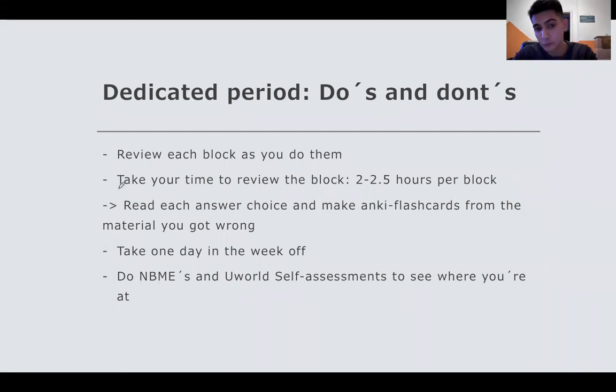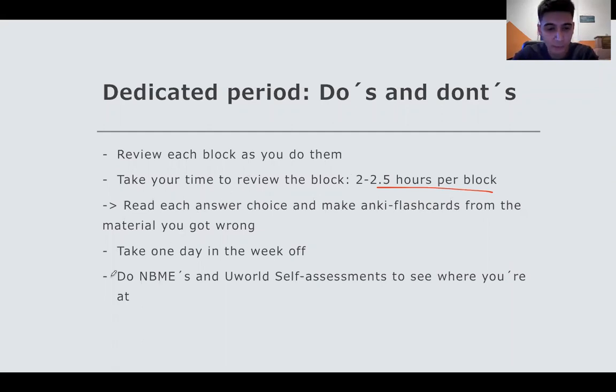And then after every block, I would take my time to review that exact block. I would read every single answer choice individually. I would spend at the beginning 2.5 hours per block. At the end, it was more like 2 hours. So I would really make the question bank a time-intensive matter. And I think this is the most important thing that you can do. And you will see it in my NBME scores.